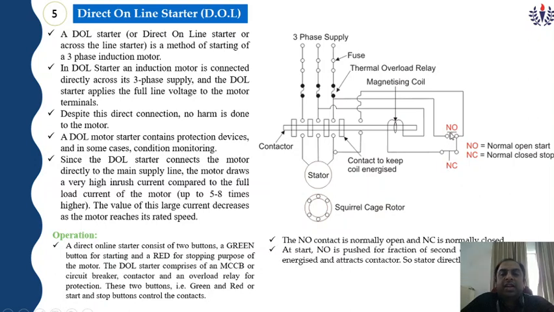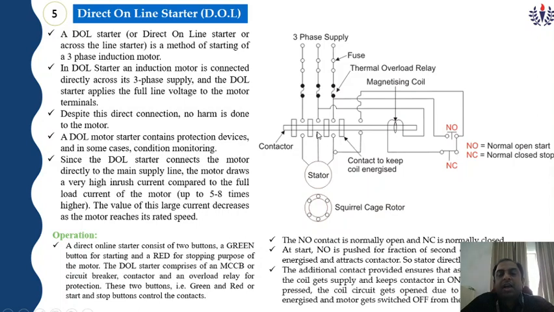At start, the NO button, normally open, start is pushed for a fraction of a second, due to which the coil gets energized and attracts the contactor, so the stator gets supply. The additional contact ensures that as long as supply is on, the coil gets supply and keeps the contactor in the on position. When the NC, normally closed, is pressed, the coil circuit gets opened, due to which the coil gets de-energized and the motor gets switched off from the supply.